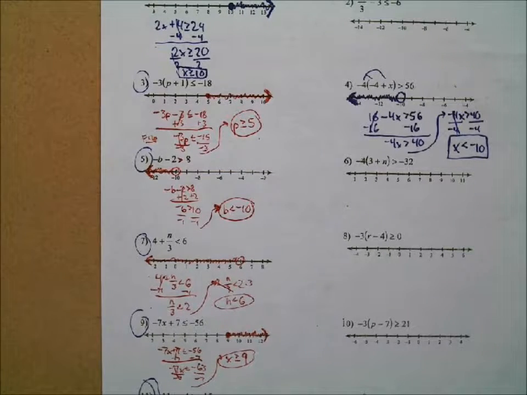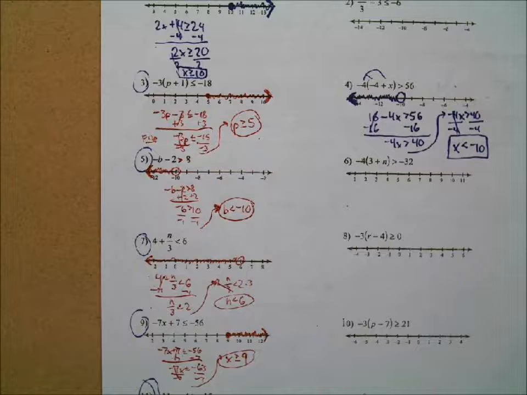So I showed all my work there. 3, 5, and 7. And of course the graphs too, right? Making sure you have either the open dot or the closed dot. Open dots if they don't have the equal to, filled in dots if they do have the equal to.